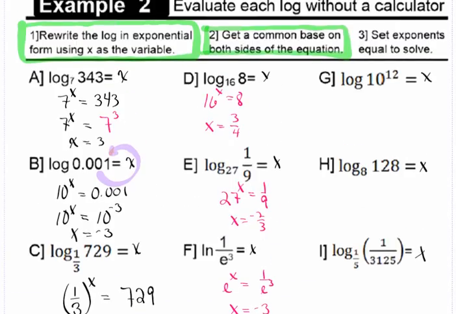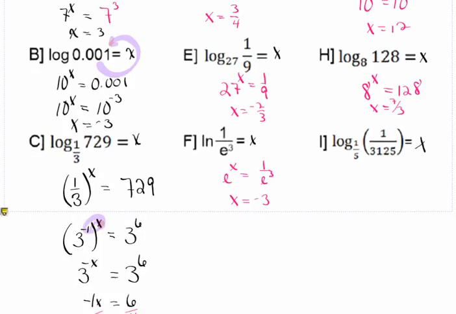Okay, this again is log base 10, so this is 10 to the x is equal to 10 to the 12th power. Obviously, x is equal to 12. This is 8 to the x power equals 128. X is going to equal 7/3. And this last one is 1/5 raised to the x is equal to 1/3125. I will work this one for you.